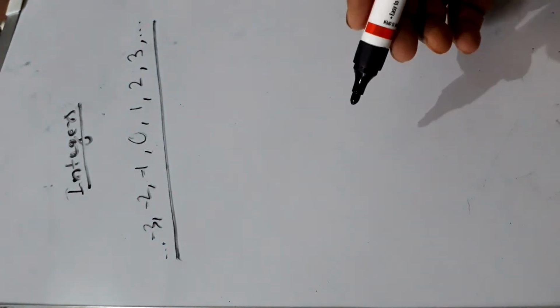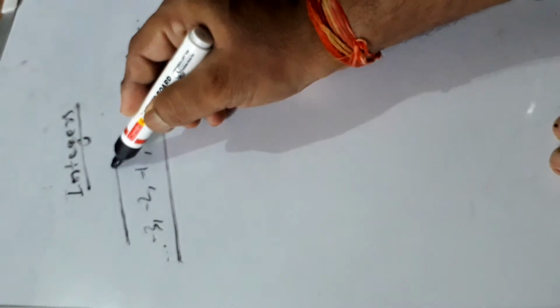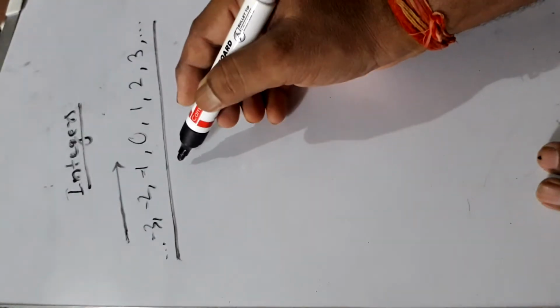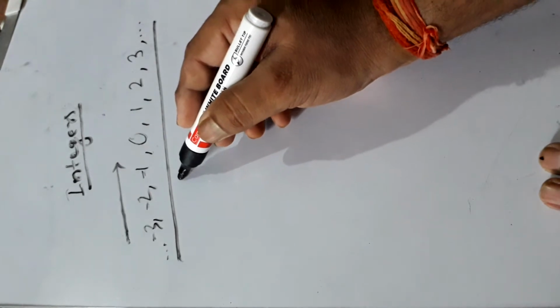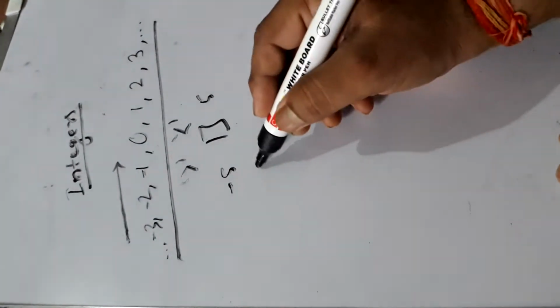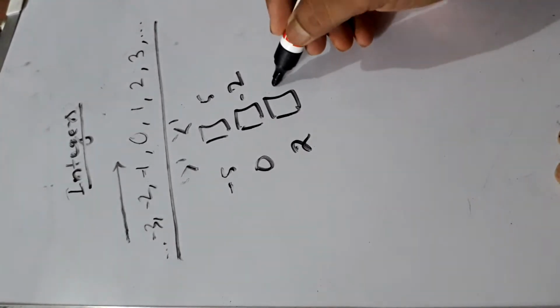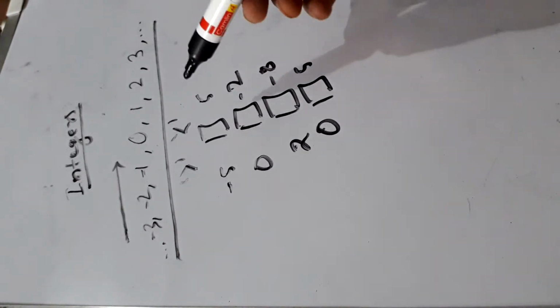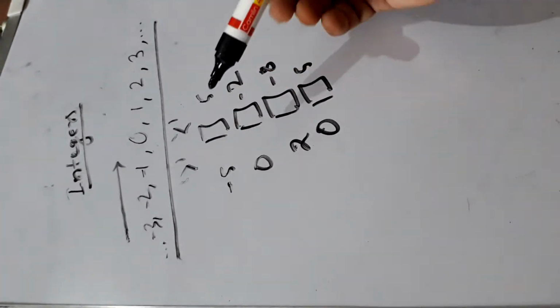of integers. Here these numbers go on increasing like this: -3 is greater than -4, -2 is greater than -3, -1 is greater than -2, 0 is greater than -1 and so on. Let us put a sign like this: greater than or less than, for -5, 5, 0, -2, 2, -8, 0, 5. We have to put this greater than or less than sign.